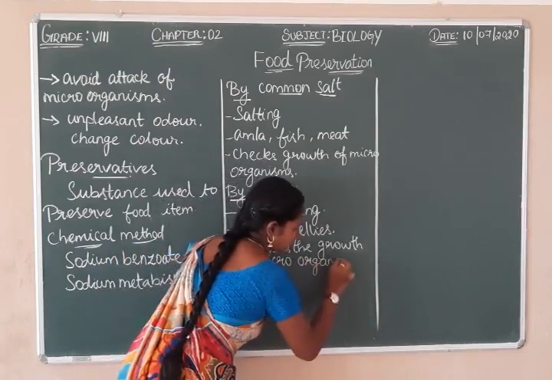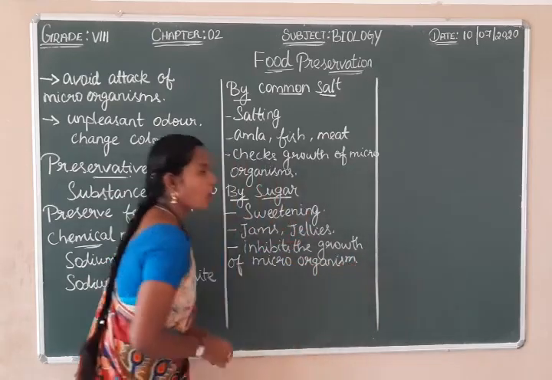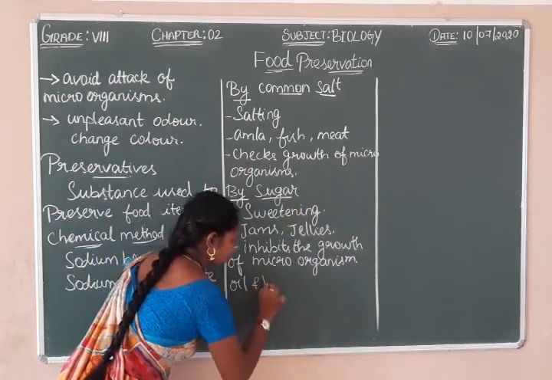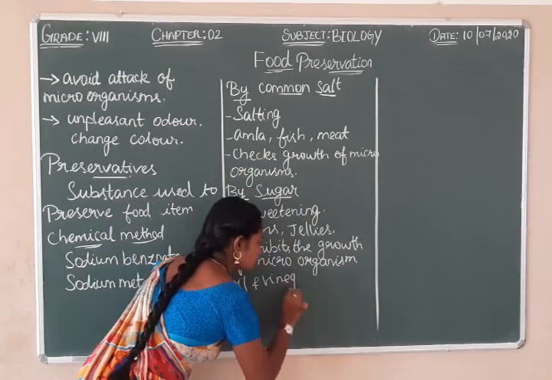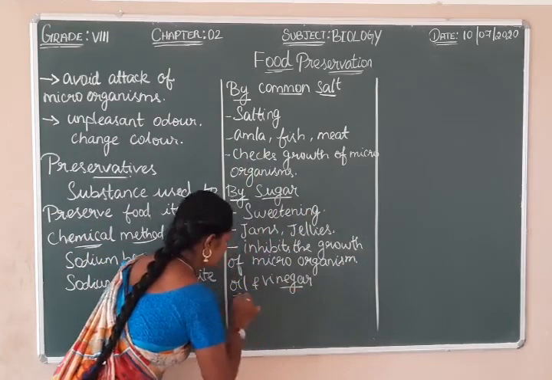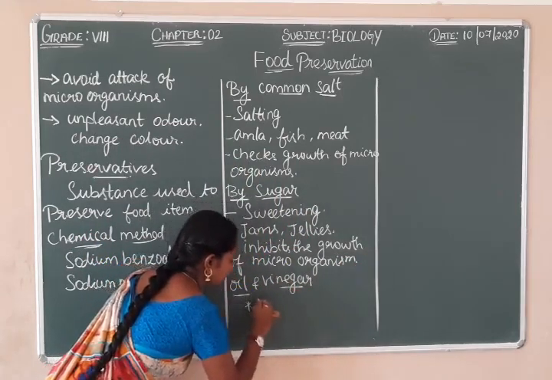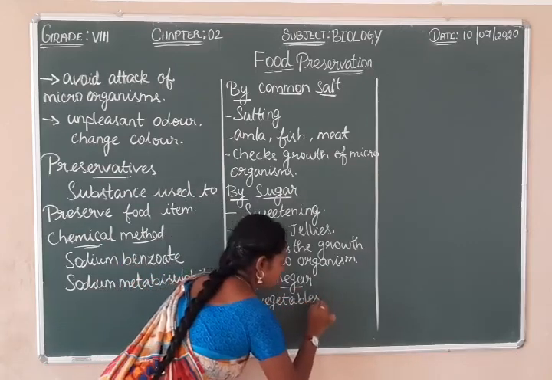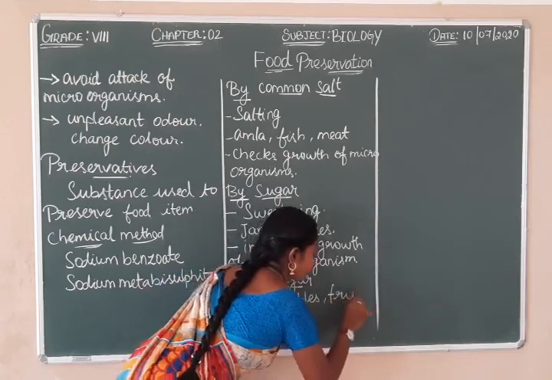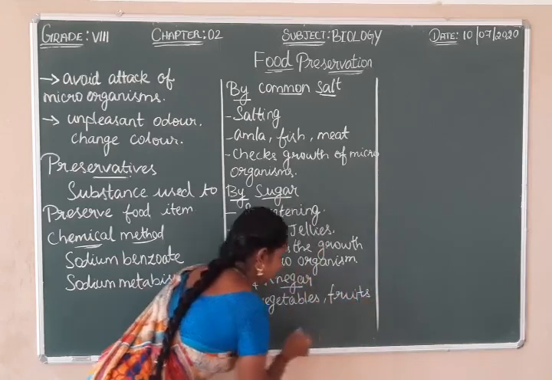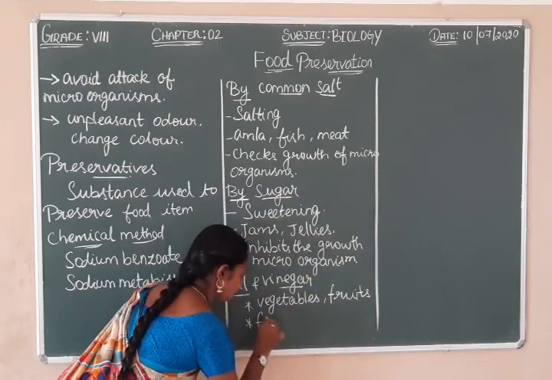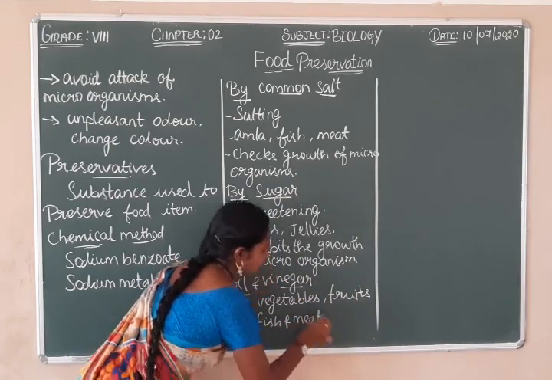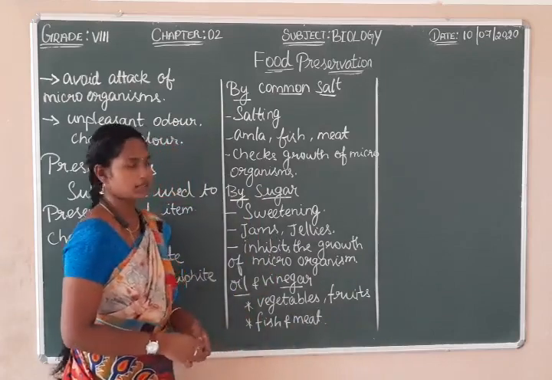And the next preservatives are oil and vinegar. They are used to preserve vegetables, fruits, fish and meat. So this is about oil and vinegar as preservatives.